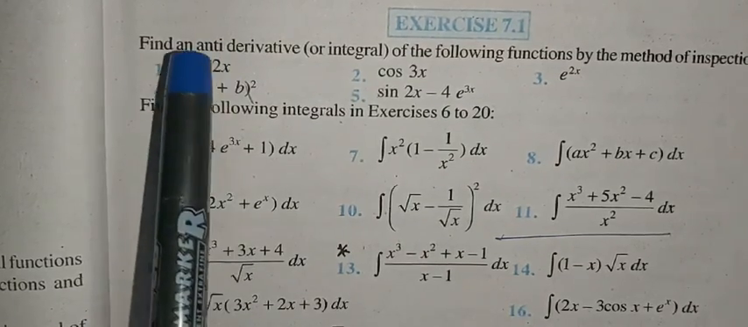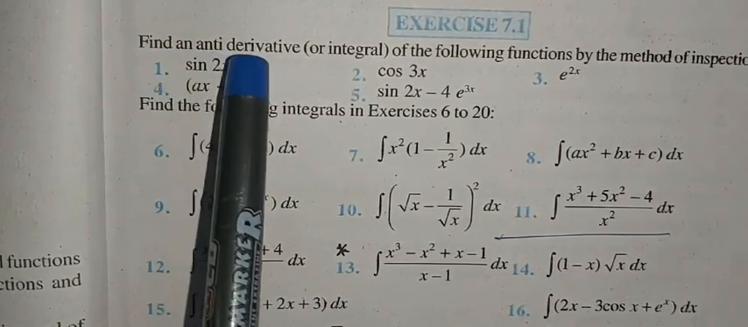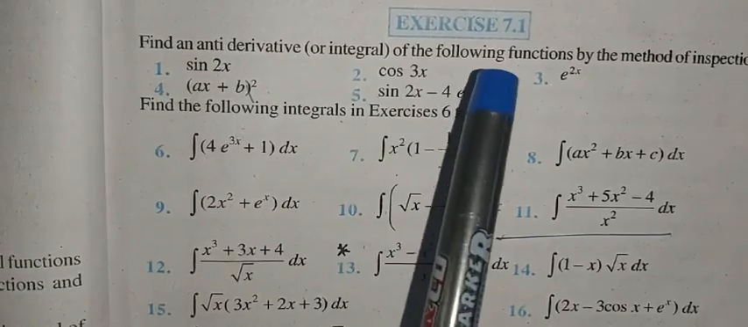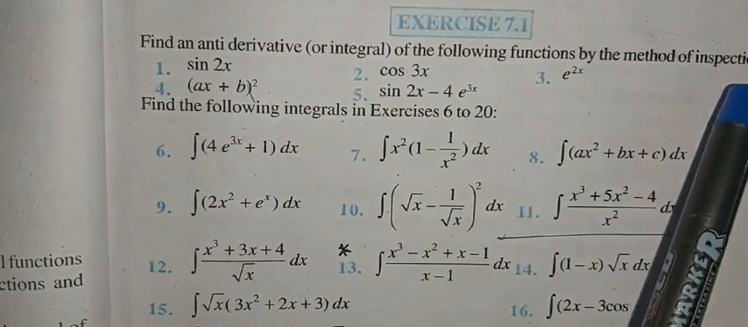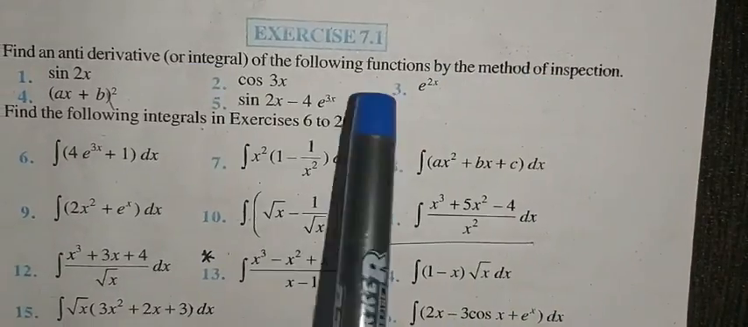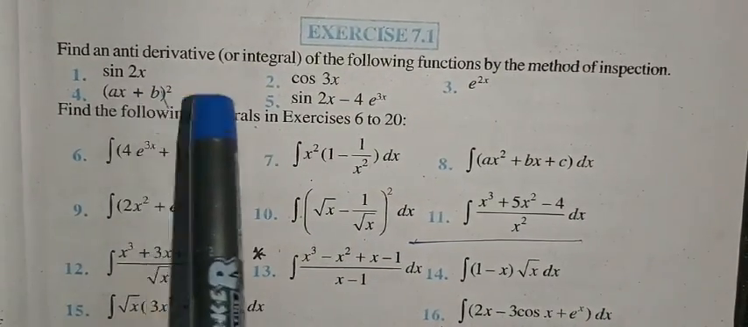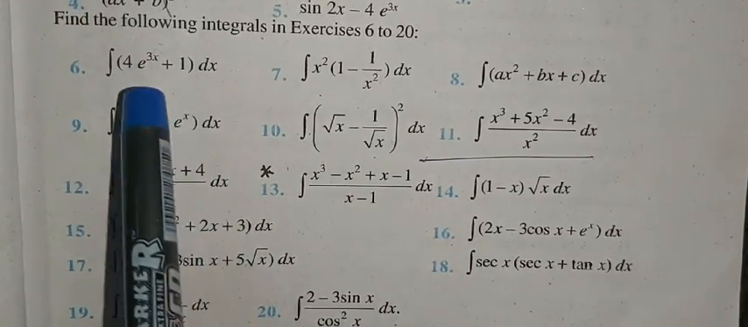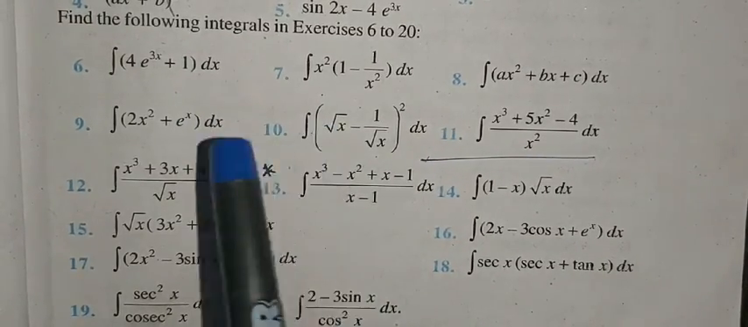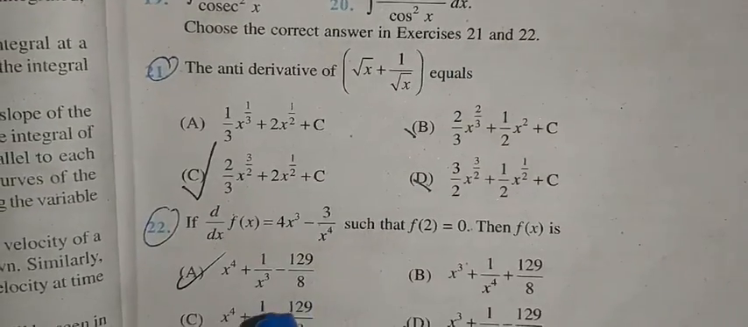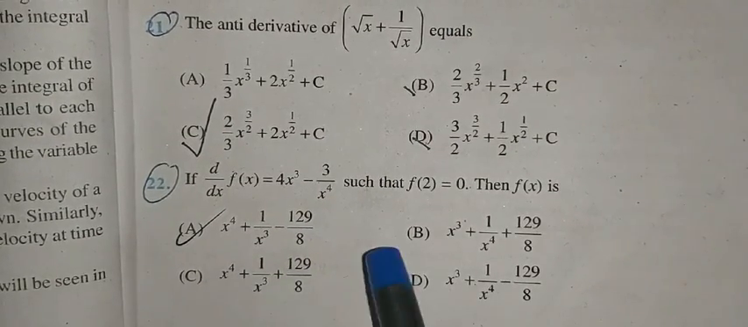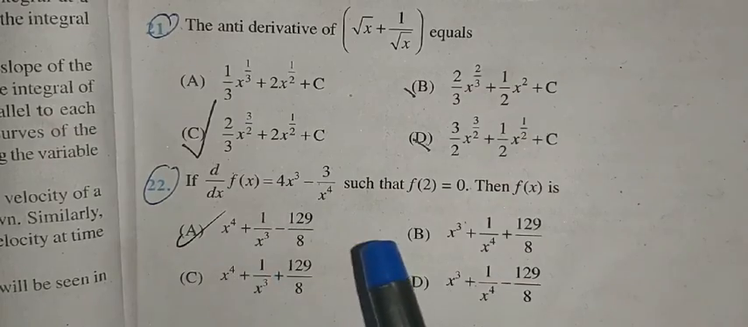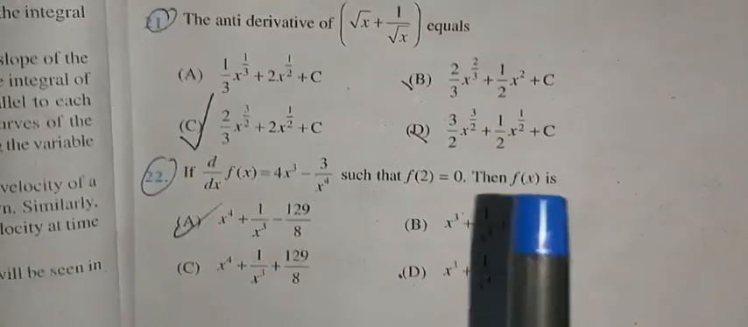The first type of questions: find an antiderivative or integral of the following functions by the method of inspection. By just inspecting these questions, we should find the antiderivative. In the second type of question, we use proper integration to find the integrals. In the third type, we also use proper integration, but we want to choose the correct answers.